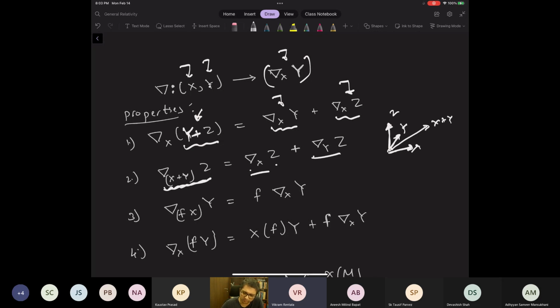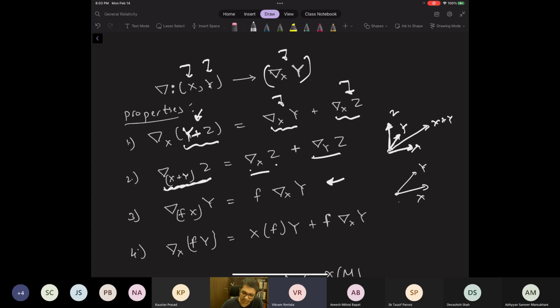And a third rule that we demand, and this is actually one of the most important properties of defining this derivative, is that if we scale, so now we have vector field x, we have a vector field y.